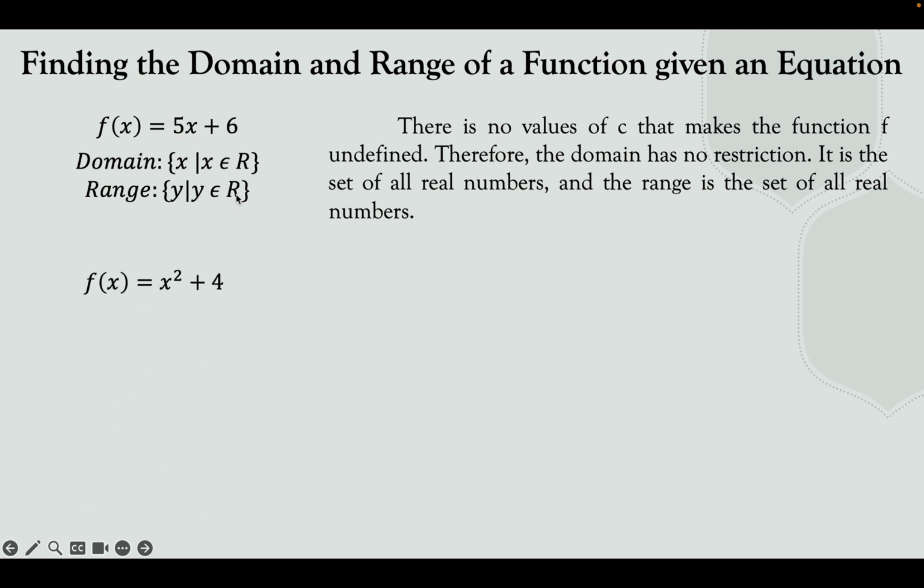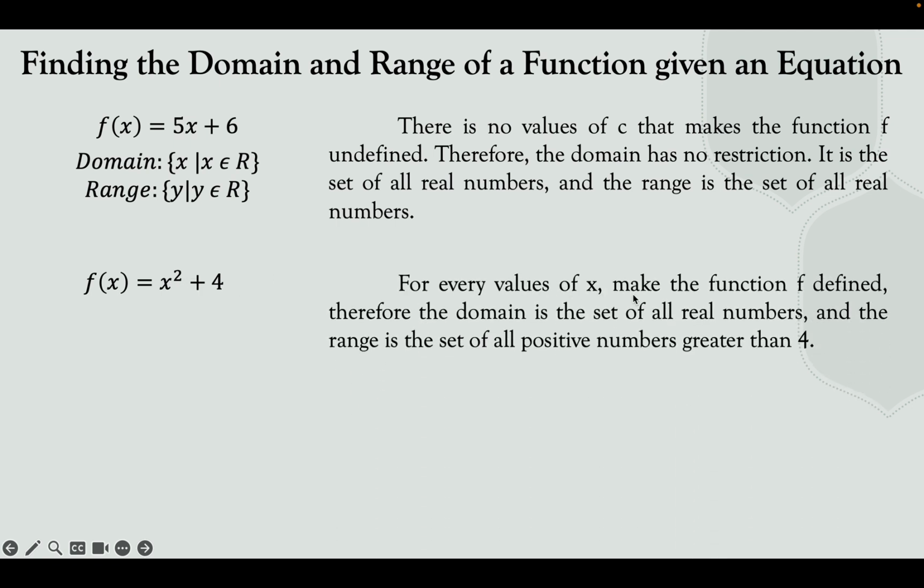Now, what if it is quadratic? For example, f of x is equal to x squared plus 4. That means every value of x makes the function f defined. Therefore, the domain is the set of all real numbers. Since the values are defined when we substitute the value of x, the f values will be defined. So the domain is directly the set of all real numbers. And the range is the set of all numbers greater than or equal to 4.